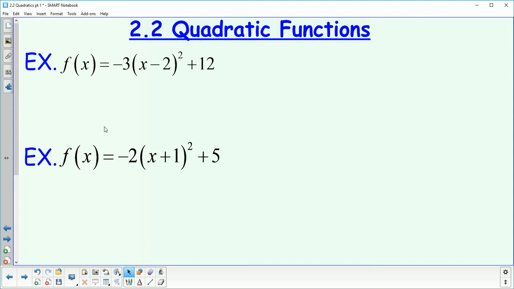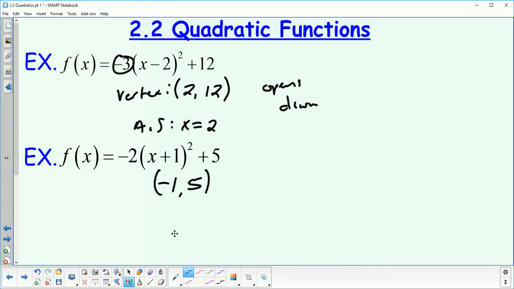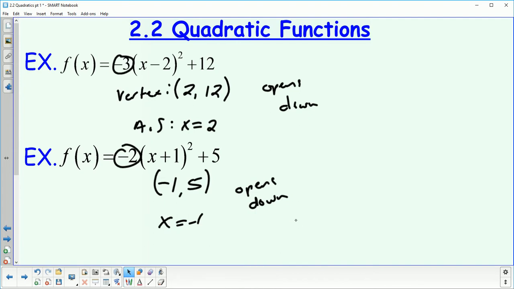Okay, so a couple practice problems here. If I wanted to find the vertex for this, okay, the vertex in this case would be (2, 12). And my axis of symmetry would be x equals 2. And the last thing, we could say that this one opens down because this value right here is negative. Okay, looking at the second example now, our vertex is (negative 1, positive 5). So our axis of symmetry would be x equals negative 1. And again, this one opens down because we have a negative a value.